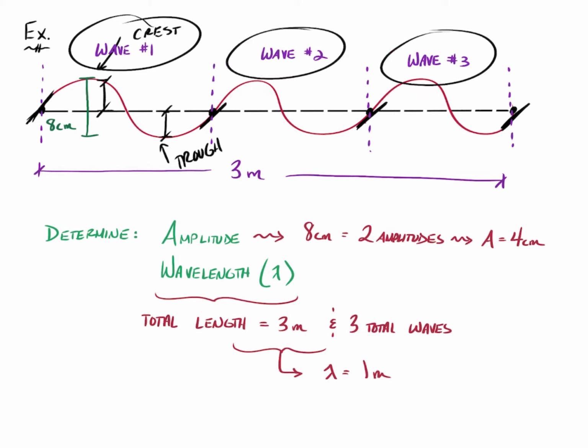So if I have a total length of 3 meters and there are 3 full waves on that, that means each one has to have a wavelength of 1 meter. And that's one of the ways we can apply this. We'll have more practice with this, but understand this terminology, understand how we use it, and you'll find that waves and repeated motion become quite a bit easier to analyze.